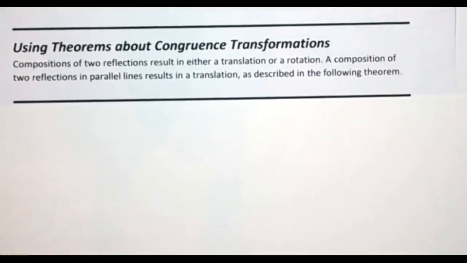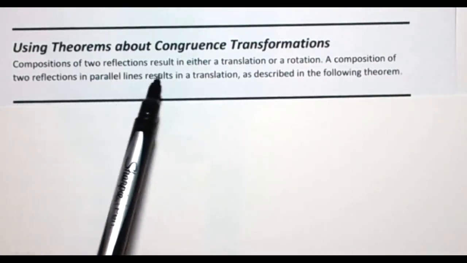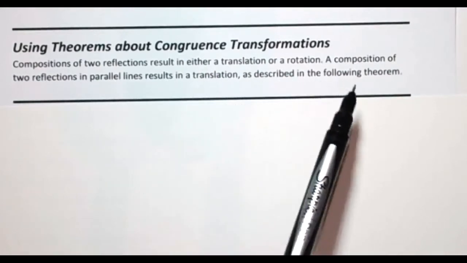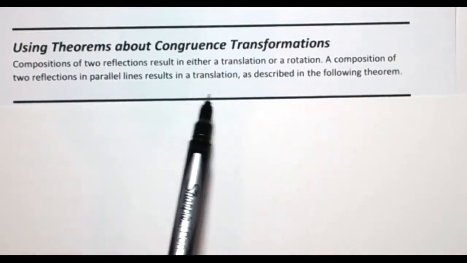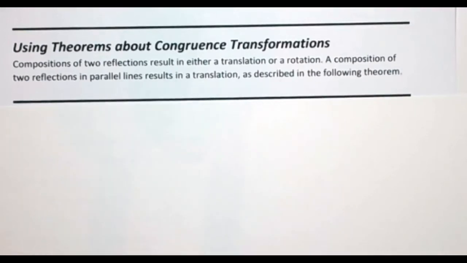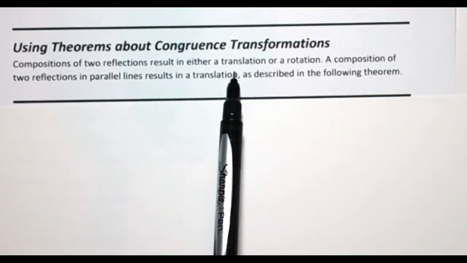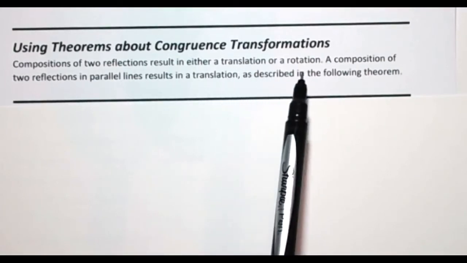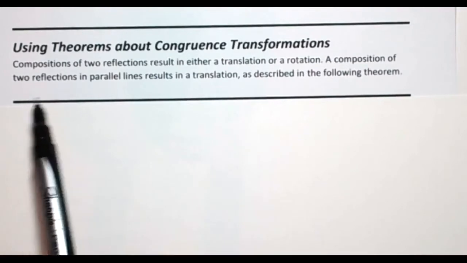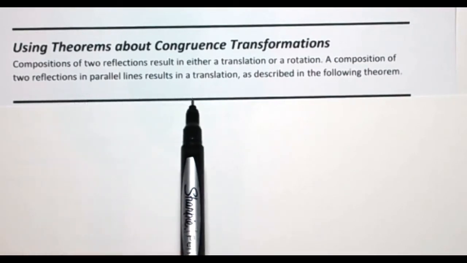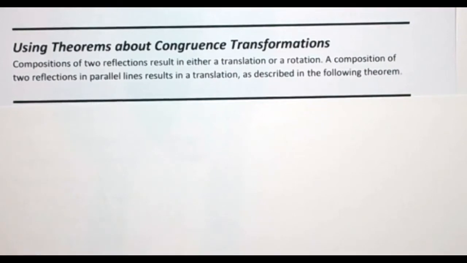All right, now we're looking at some theorems, and a composition of two reflections results in either a translation or a rotation. A composition of two reflections in parallel lines results in a translation, described in the following theorem. So what we're about to do is look at how we can simplify some of these compositions. In this case, two reflections is the same thing as a translation or one rotation. Or I could do two reflections in parallel lines, and that would give me the same result as if I did a translation.